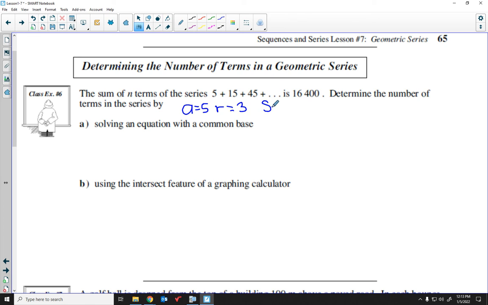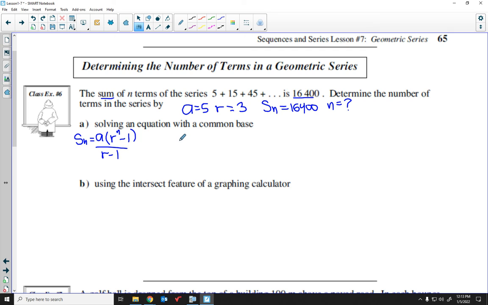And I know the sum of the series. Again, this is the sum, not the last term in the series. And that's 16,400. And we want to figure out what n is. I'm going to start off by writing down the geometric series equation, the one that has a, r, S of n, and n in it. So that's the one where S of n is equal to a, and then r to the power of n minus 1, over r minus 1.